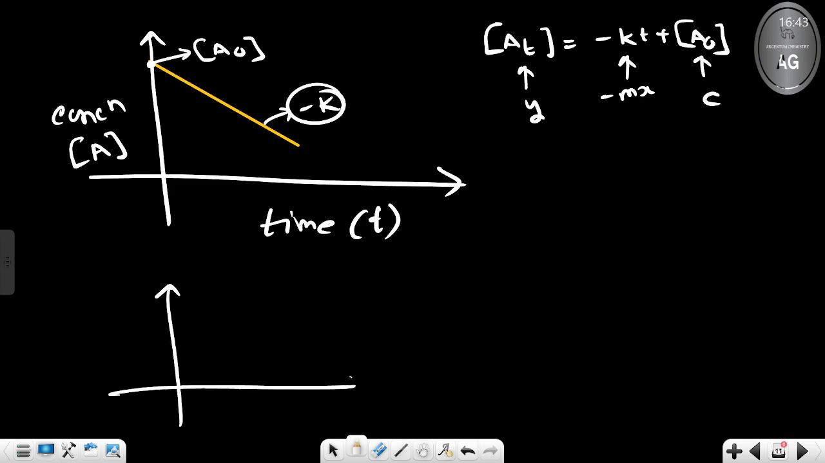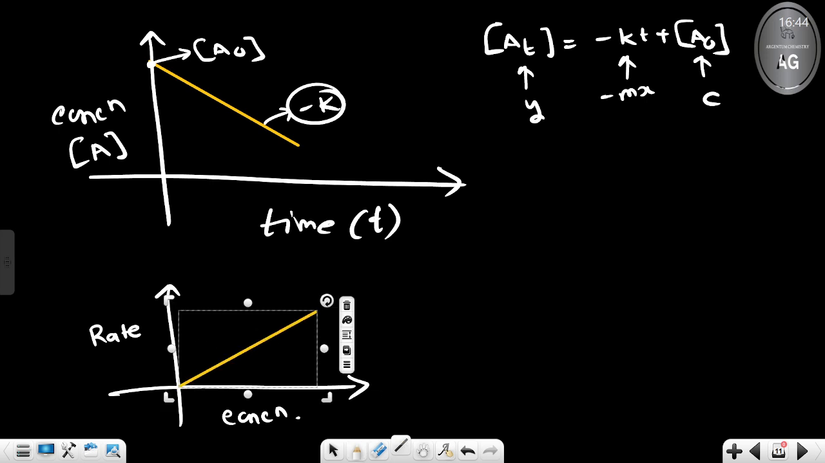Next, they can ask you rate of reaction versus concentration. Rate of reaction versus concentration. The graph will be this way, right? A straight horizontal line. The graph will be this way.